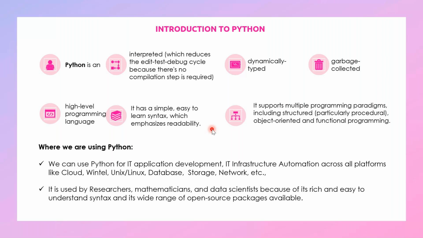Right. Okay, so where are we using Python? Python is used in many platforms. In IT application, in IT infrastructure automation. In IT infrastructure automation, it's not about a single platform. It can be used in cloud, Intel, Unix, database, storage, network, and other platforms as well. Why? Because Python is a platform independent language, so we can make use of Python in all platforms as well.